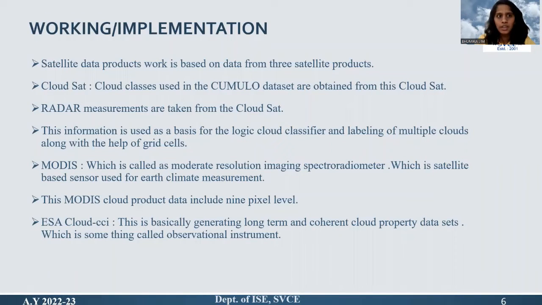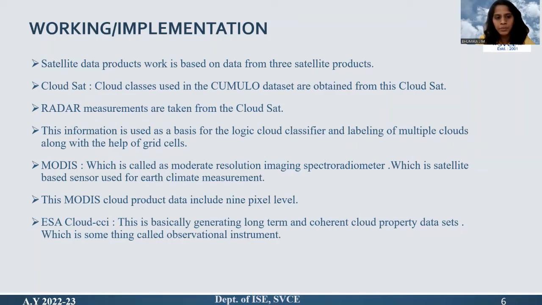Now let us study the working and implementation of this process. The satellite data products work is based on data from three satellite products, and these three satellite products are CloudSat, MODIS, and ESA Cloud CCI. First, CloudSat. The cloud classes used in the CUMULO dataset are obtained from CloudSat. Radar measurements are taken from CloudSat.